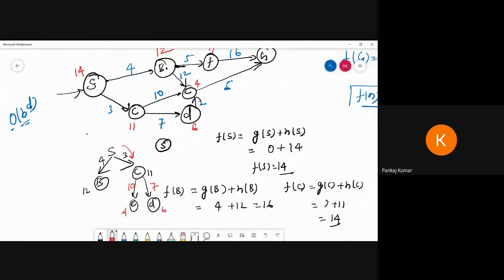Now I am going to calculate the function cost of f of E and the function cost of f of D in the previous way. So f of E is equal to g of E plus h of E. What is g of E? Here g of E is from S to C and C to E. So what is the actual path? 3 plus 10, 13. Don't add only 10, 13. S to C and C to E.